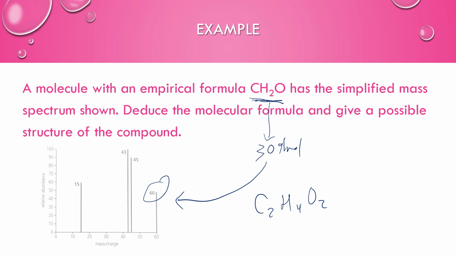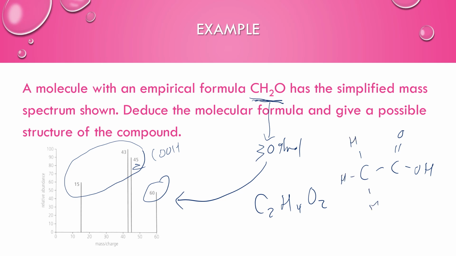Now that we have the molecular formula, we can try to figure out a possible structural formula. You can, if you want, use these masses and the data booklet. 45 pops up on there. 45 is listed as a COOH. So it's worth your time to see if that's going to work. COOH, that means I have one more carbon and I have 3 more hydrogens. So this does work as a possible structure, but let's see if it fits some of the other values.